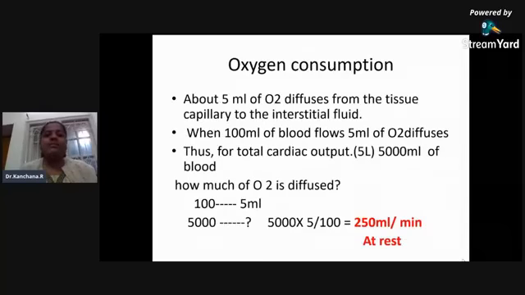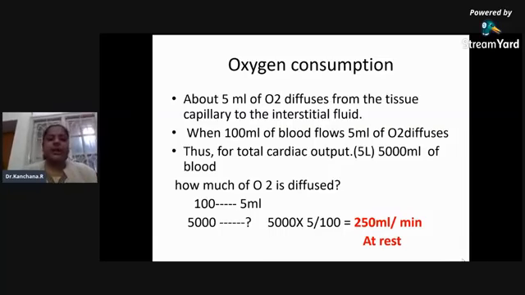Now, what is oxygen consumption? Our 5 ml of oxygen diffuses from the tissue capillary to the interstitial fluid. When 100 ml of blood flows, 5 ml of oxygen diffuses, and thus for a total cardiac output of 5 liters or 5000 ml of blood, the amount of oxygen diffused will be how much? For 100 ml, it's 5 ml. So for 5000 ml or 5 liters of cardiac output, you get 250 ml per minute at rest.